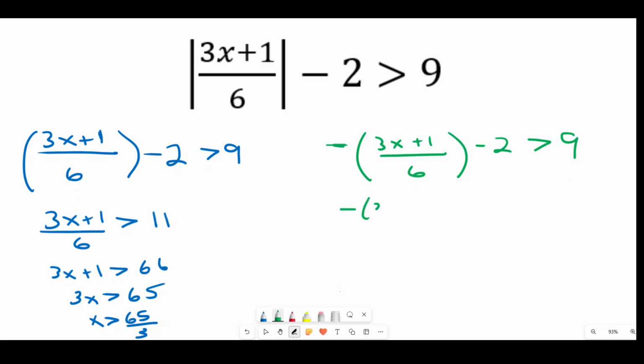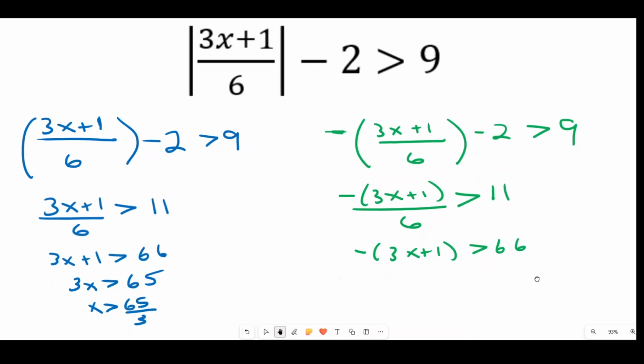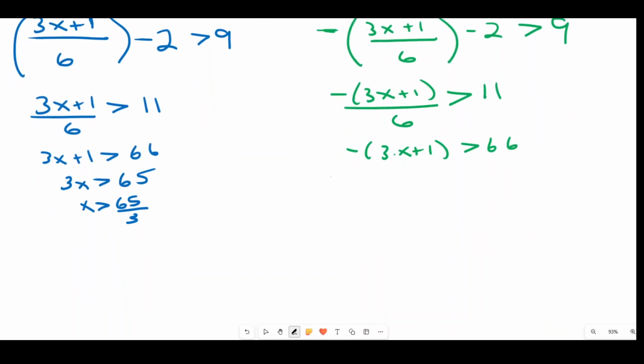So negative 3x plus 1 over 6. I just prefer to see it like that. And again, I'm going to add 2 to the other side. So I get 11. Now I'm going to multiply by 6 to get 66. Now I'm going to get rid of that negative sign. There's lots of different orders you could do it in, right? We know enough algebra. This is just how I like to do it. I'm going to divide by that negative 1. So this becomes a negative 66, and the sign flips the other way.